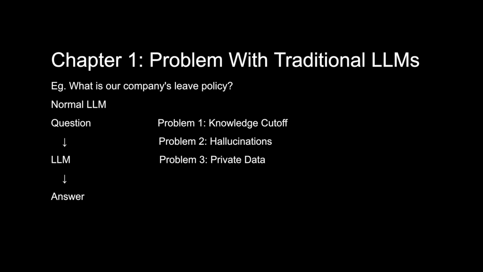Problem 2 is hallucinations. Sometimes AI simply invents information. For example, the user asks how many leaves an employee gets, and AI just says 25 leaves, but the actual policy may say 20 leaves. Problem 3 is private data.